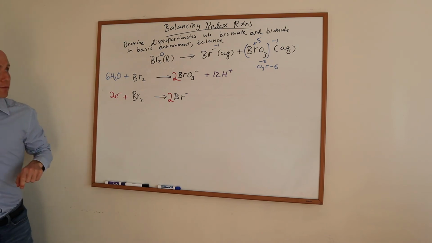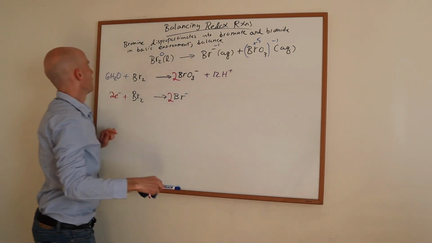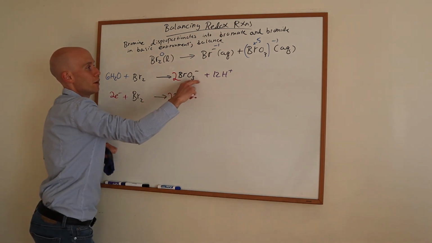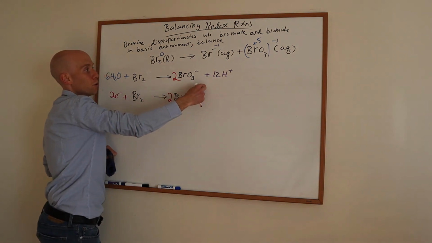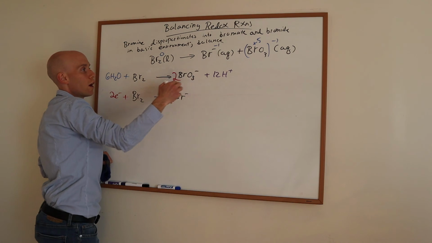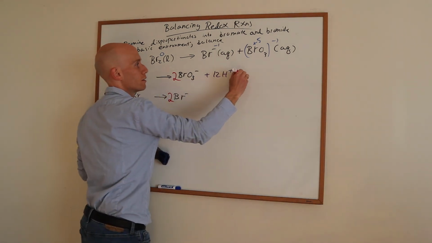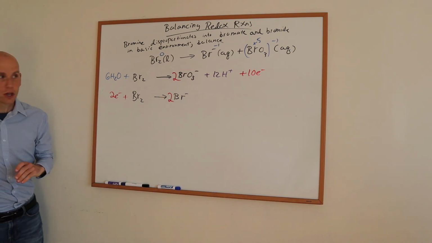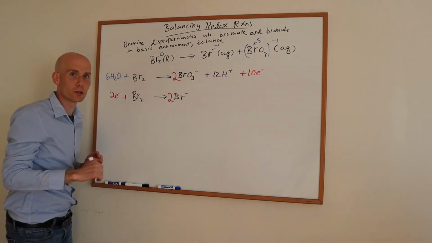Here, this here is neutral. Here I have negative 2, here I have positive 12, so I have a total of positive 10. So I need 10 extra electrons as such. So now I have the charges also balanced.